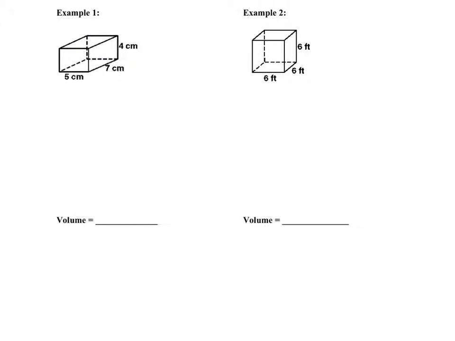So let's look at example 1 and identify our solid, which is a rectangular prism. And our formula for a rectangular prism is volume equals length times width times height. Now what I like to always do is identify what my length, my width, and my height is in the solid. So first of all, our height is how tall. So 4 is our h. Our length is how long. So 7 is our L. And our width is how wide. So 5 is our W.